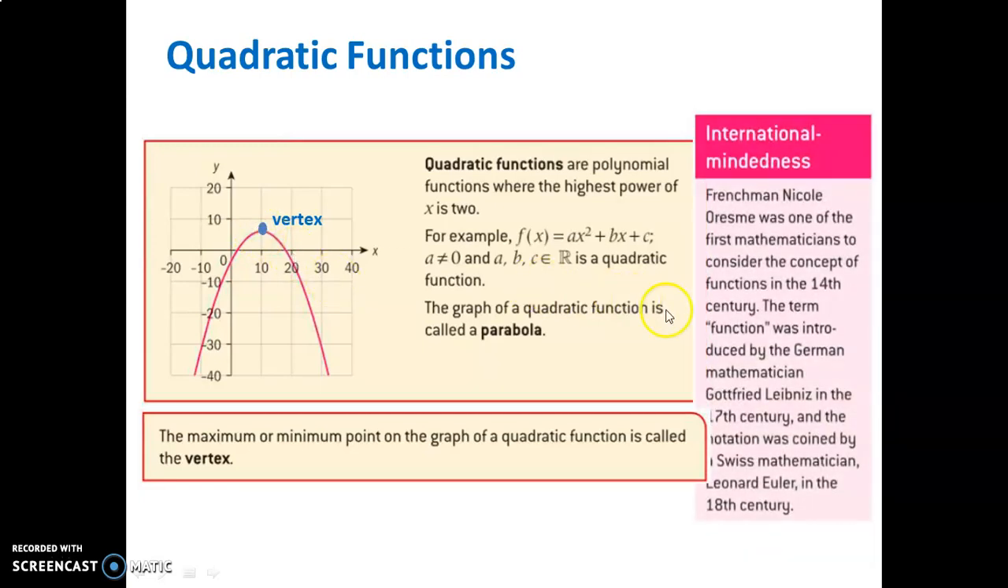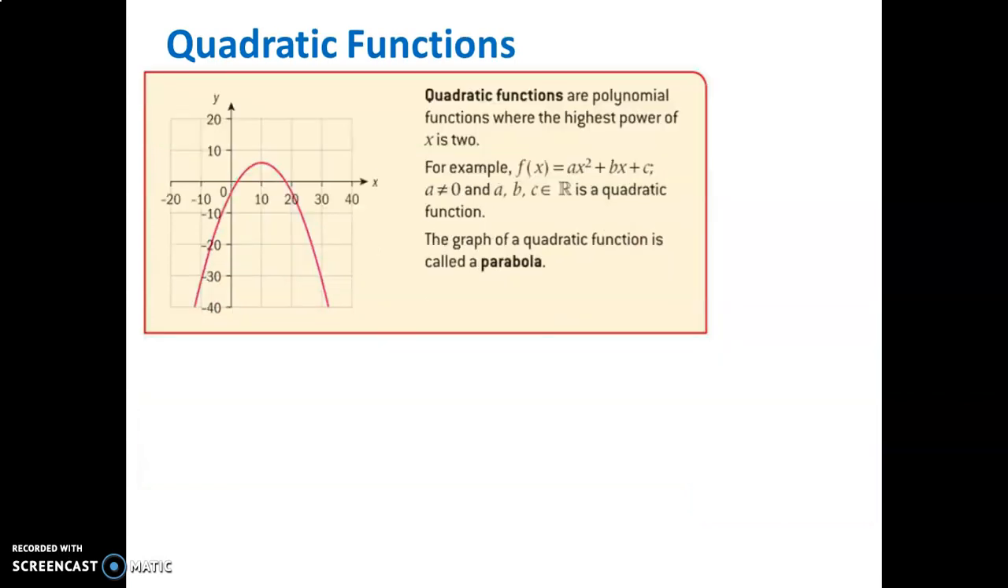Okay, some background for you. Frenchman Nicole Oresme was one of the first mathematicians to consider the concept of functions in the 14th century. The term function, however, was introduced by the German mathematician Gottfried Leibniz in the 17th century, and the notation was coined by Swiss mathematician Leonhard Euler in the 18th century. So math is something that grows over time, and here we can see over centuries the same ideas were looked at with different eyes, and new concepts were added.